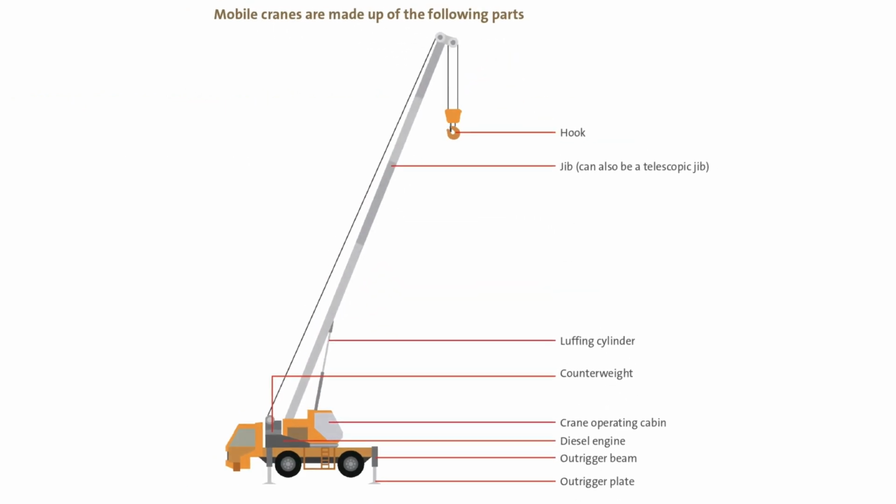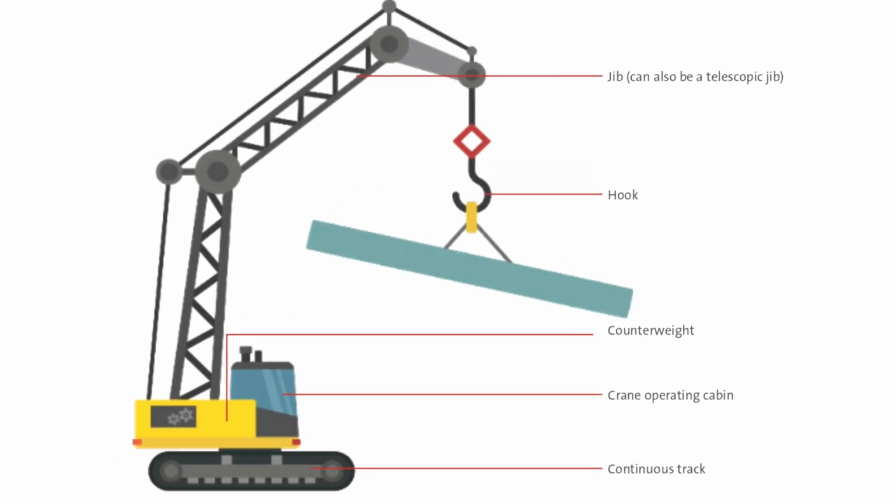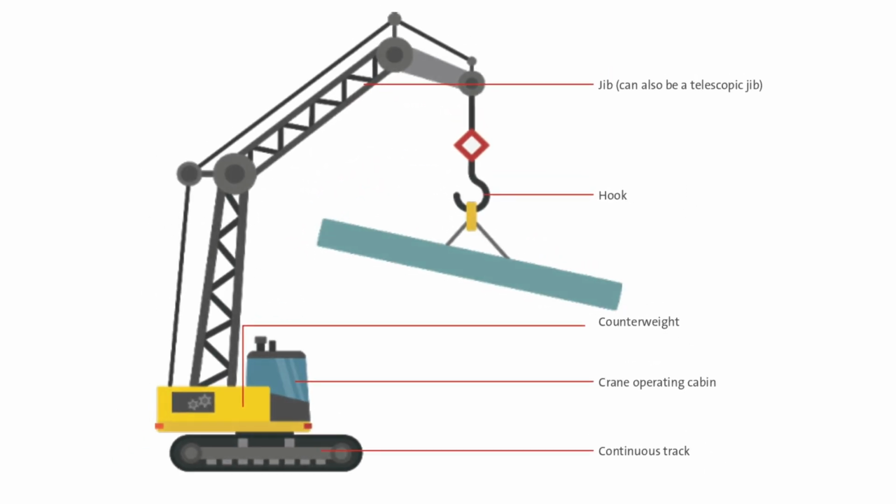Mobile cranes are made up of the following parts. Hook, jib, can also be a telescopic jib, luffing cylinder. Counterweight, crane operating cabin. Diesel engine. Outrigger beam. Outrigger plate. Constituents of crawler cranes: jib, can also be a telescopic jib. Hook. Counterweight, crane operating cabin.